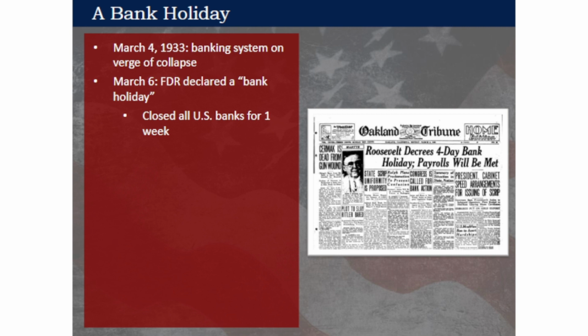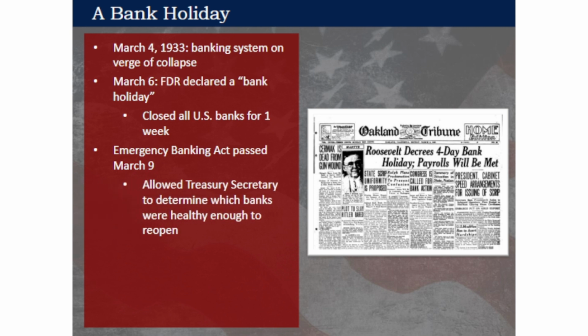Working around the clock, the New Dealers came up with the Emergency Banking Act, which was passed by Congress on Thursday, March 9th, only 5 days into Roosevelt's presidency. Already the new administration was acting with lightning speed. The act gave the Secretary of the Treasury the authority to determine which American banks were financially healthy enough to reopen and which were not.